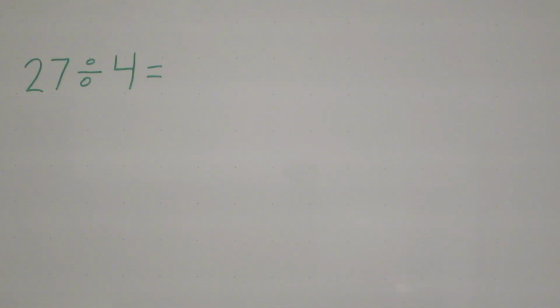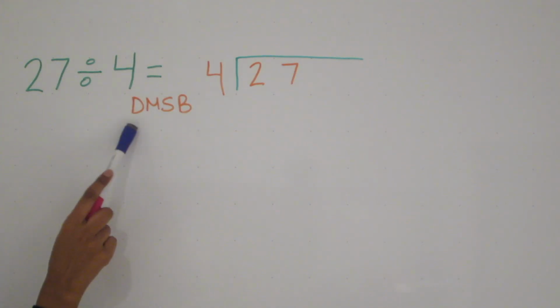So now I want you guys to pause the video and try this question. 27 divided by 4. Please make sure your answer is in decimal form, and I'll give you guys a hint. There should be 2 numbers after the decimal. So now let's work on this question together. So first up is division.